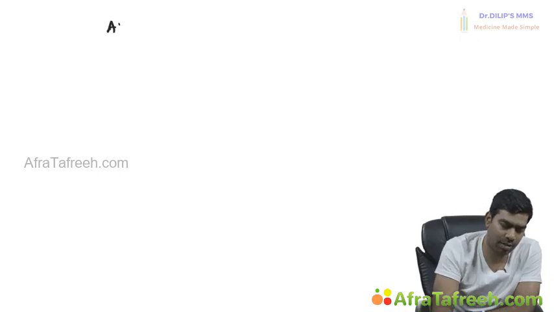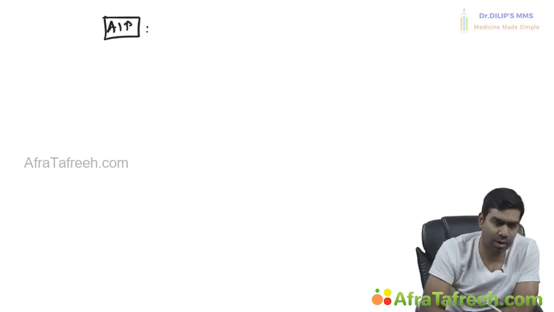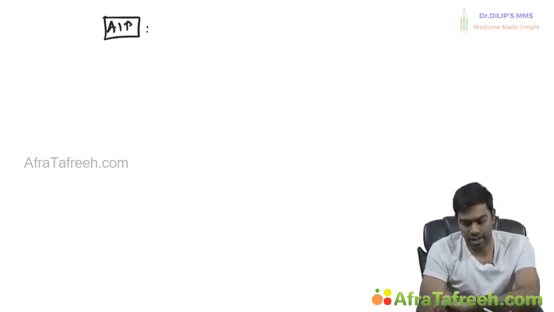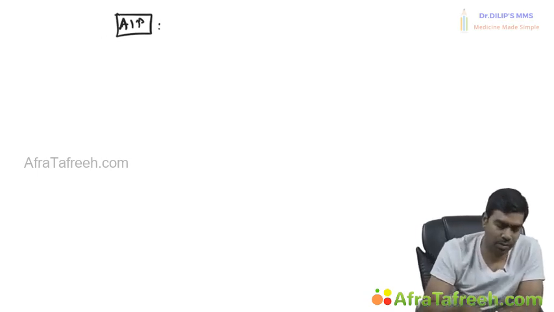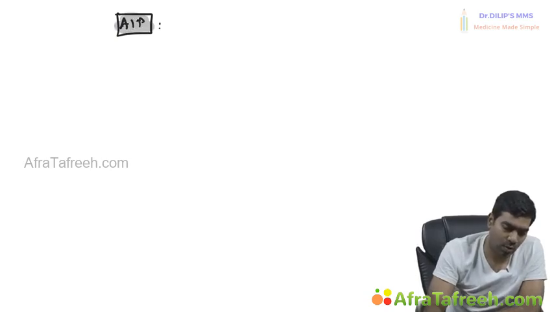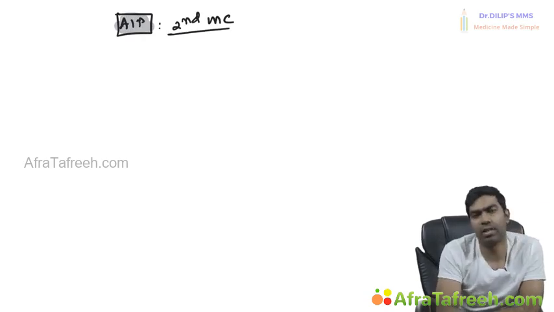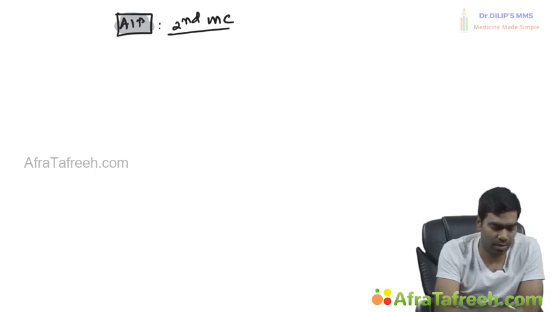So next we are going to see the next porphyria, that is acute intermittent porphyria, or simply you can call it AIP. When you want to know about acute intermittent porphyria, the first point I want to tell is that it is the second most common porphyria in the world.